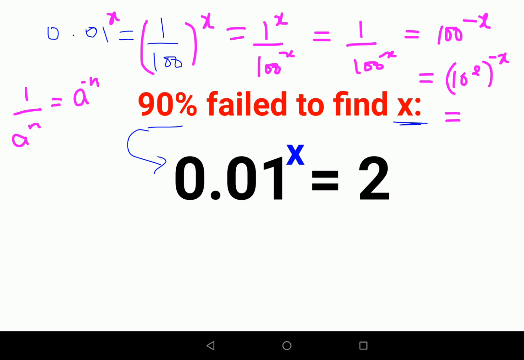So, see, a raised to m, the whole raised to n, can be written as a raised to m into n. So this can be written as 10 raised to minus 2x. You will quickly understand why I converted everything in terms of 10. Okay. So basically now your question changes to 10 raised to minus 2x equals 2.